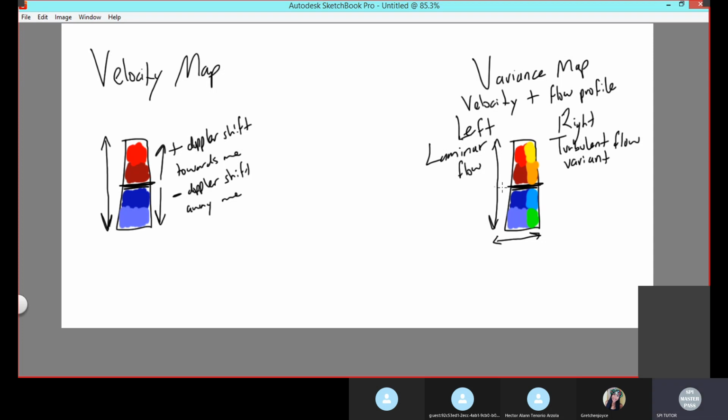Okay, so just try to remember that the left side is laminar, and therefore the right side is the opposite of laminar, which is turbulent flow. Laminar is supposed to be normal flow that we discussed. Turbulent flow is supposed to be abnormal flow.